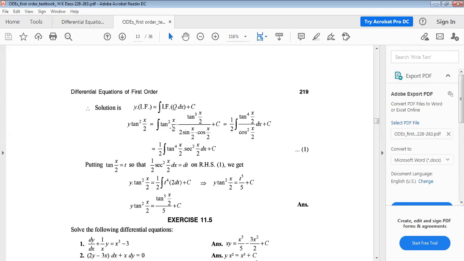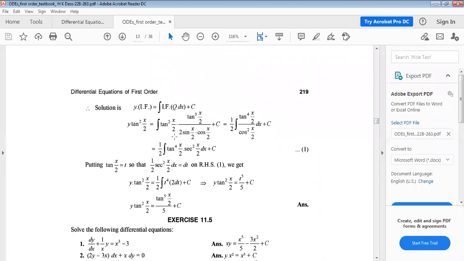Now tan square x by 2 and tan cube x by 2 can be written as sin by cos. Okay, sin cancels, and tan x by 2 can be written as sin by cos.